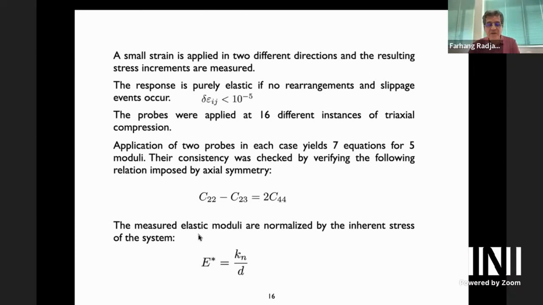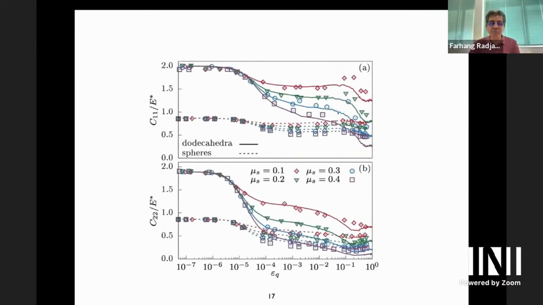Because we are going to look at the elastic moduli, we have normalized all of them with E star, which is defined from the normal stiffness of the contacts divided by particle size. So this defines the order of magnitude of the elastic moduli, and we will normalize all elastic moduli by this. Here we look at C11, the longitudinal modulus, and how it evolves. Don't look at the solid lines, because the solid lines, as we will see later, are the model.